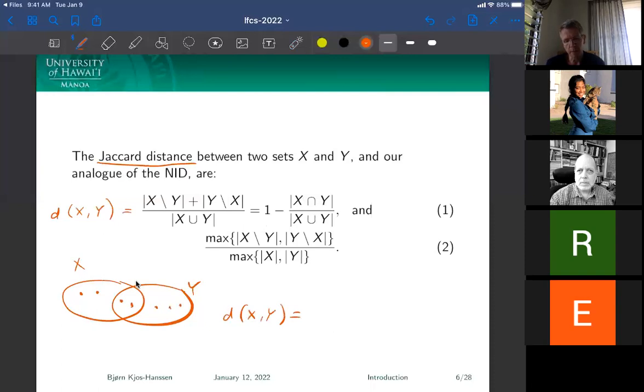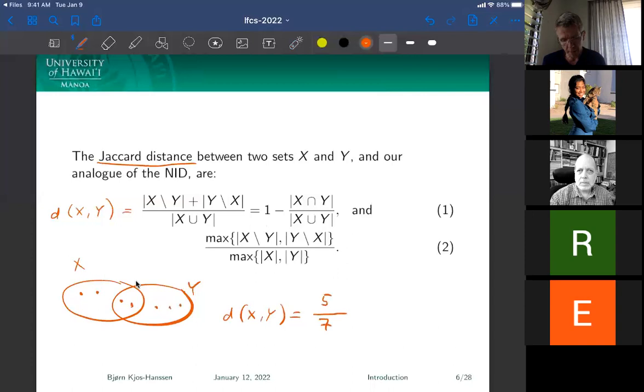All right, so in this example, can anyone see what the distance is? Yeah, so the symmetric difference, that would be those 5 things that are in one or the other, but not both. And then there is 7 in total, so 5 over 7. So that is the one measure of distance between X and Y.